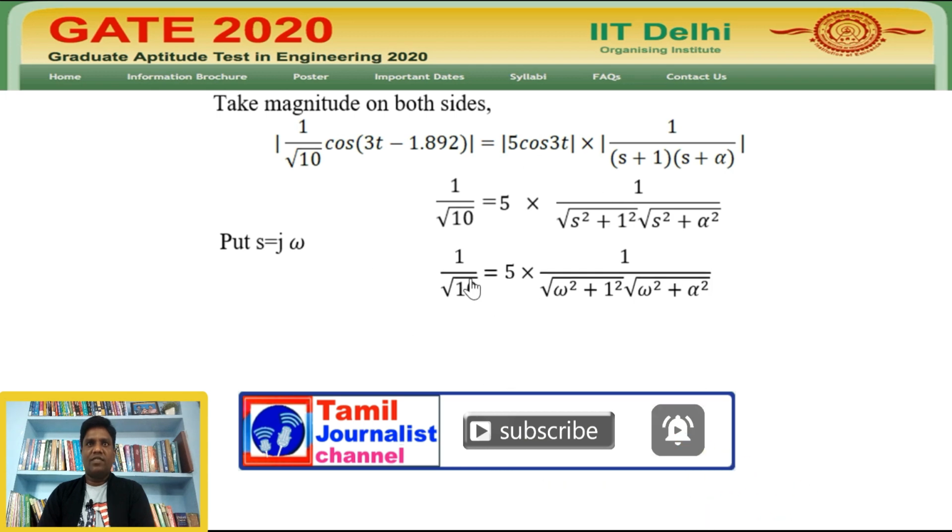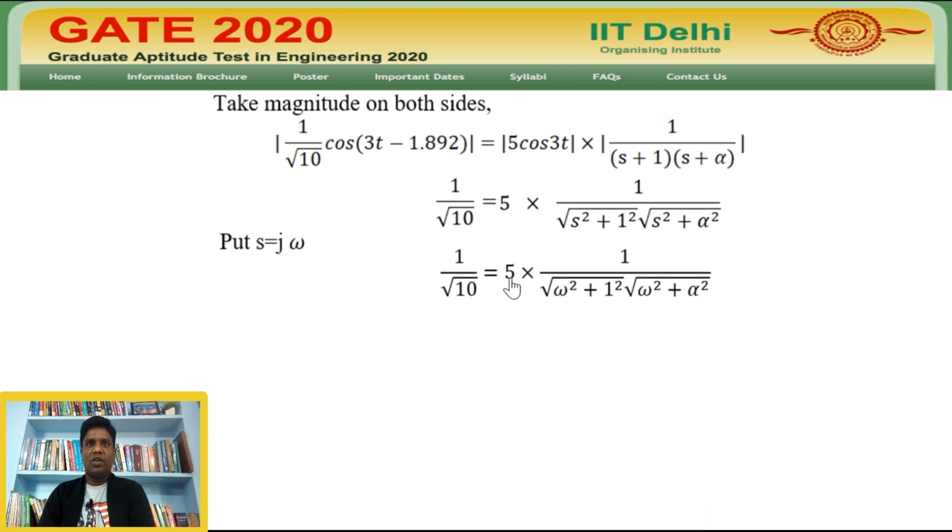After that the equation will be 1 divided by root 10 equal to 5 into 1 divided by the root of omega square plus 1 into the root of omega square plus alpha square. From the given data in this question, the input term is r of t equal to 5 cos 3t, and its angular frequency is omega equal to 3.